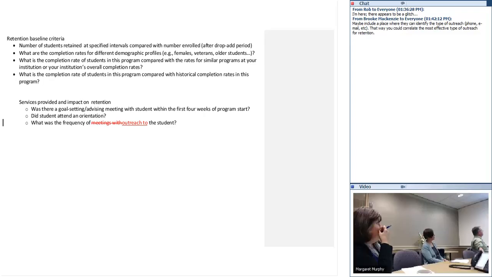And for those of you who don't have computer access right now, Brooke said maybe include a place where they can identify the type of outreach, phone, email, etc. That way you could correlate the most effective type of outreach for retention. Or is that getting too granular to measure? I think it might be. I think it is, yeah. So we're thinking about what was the frequency of contact points with the student?